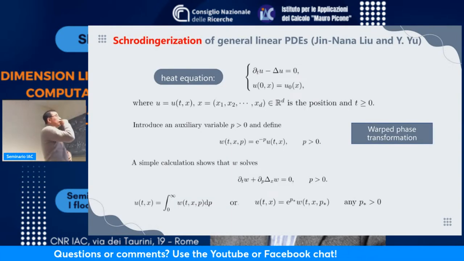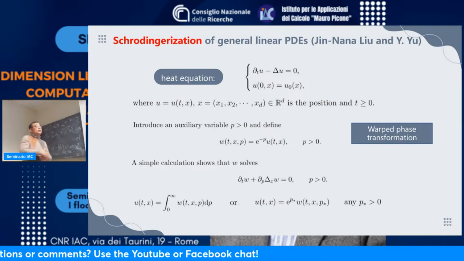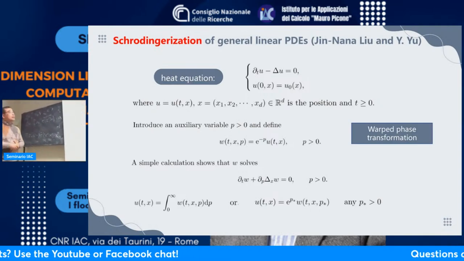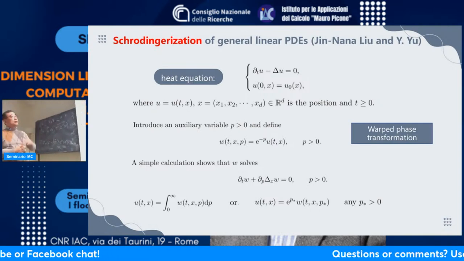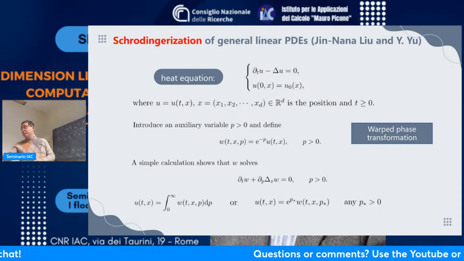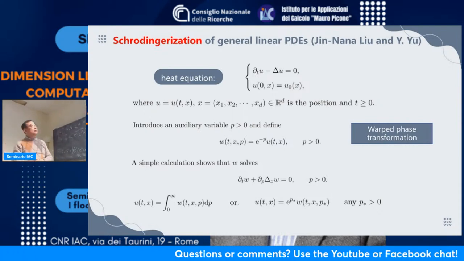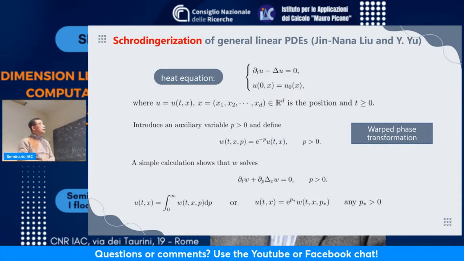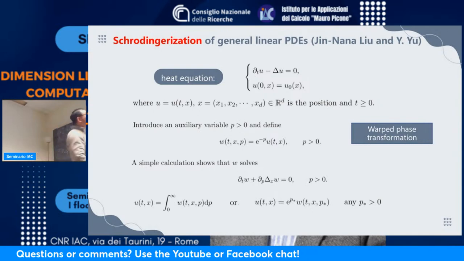So it's joint work with Nana Liu, who is an excellent quantum physicist. Actually, she got her PhD from Oxford. She's a young colleague of mine. She's actually going to visit Rome tomorrow, and give a talk tomorrow at the poster.